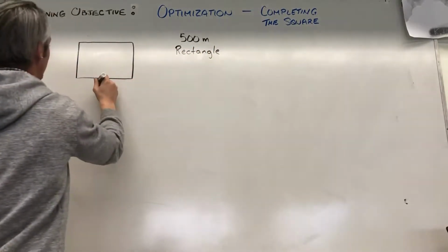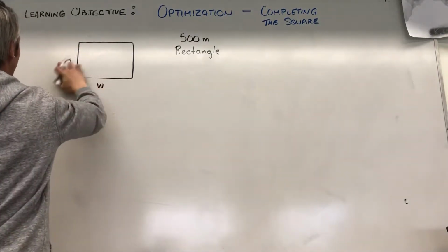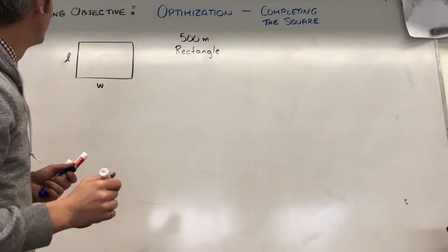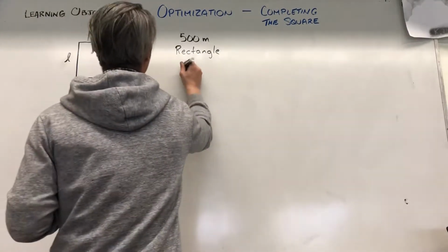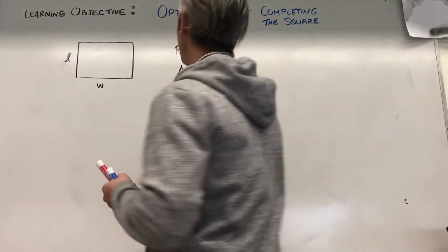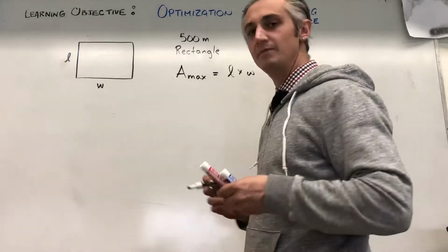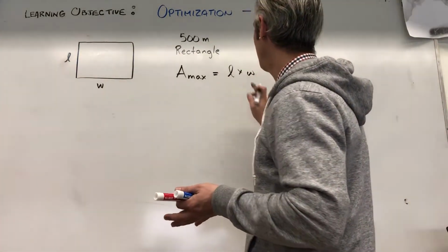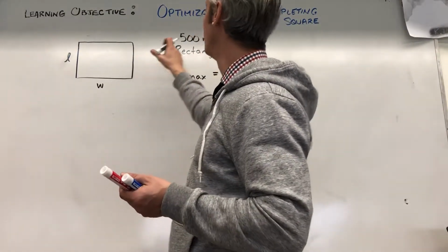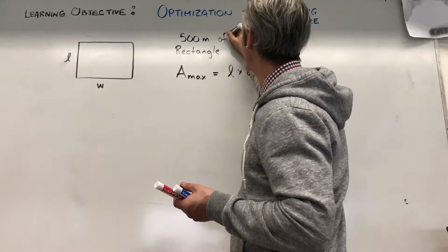And I know that this is going to be my width. This will be my length, because if we're a yard, we shouldn't be having height, we should have length. Okay? And I want to maximize my area. So my area max. Now area is based on length times width. Is it not? So that's one formula. The other one, because we need two formulas, I can get from knowing that I have 500 meters of fencing.